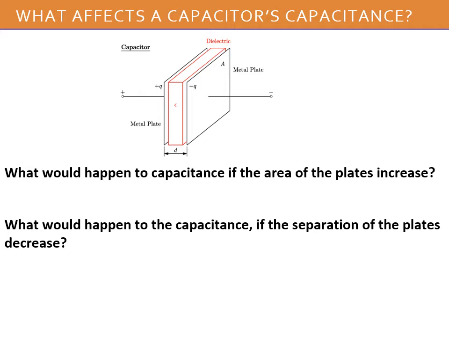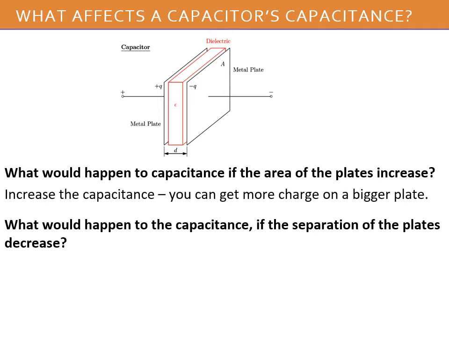Right, well done if you come up with the right answer. So first question is, what would happen to capacitance if the area of the plate increases? As you have seen in the previous slide with the water tank example, if you increase the area of the plates, what will happen? It would have more capacity to store a charge. So capacitance would increase by increasing the area of the plate.